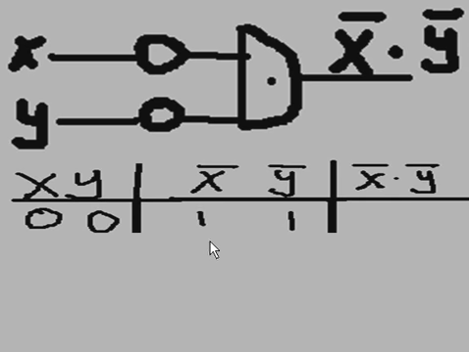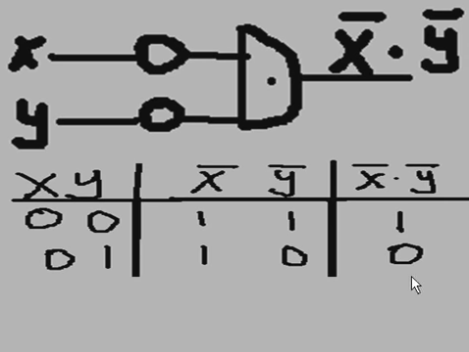I negate both of them. It becomes 1, 1. I now AND these two together. 1 and a 1 is a 1. Next line is 0, 1. I NOT these two, negate these two, and it becomes 1, 0. If you AND a 1 and a 0 together, you get a 0.